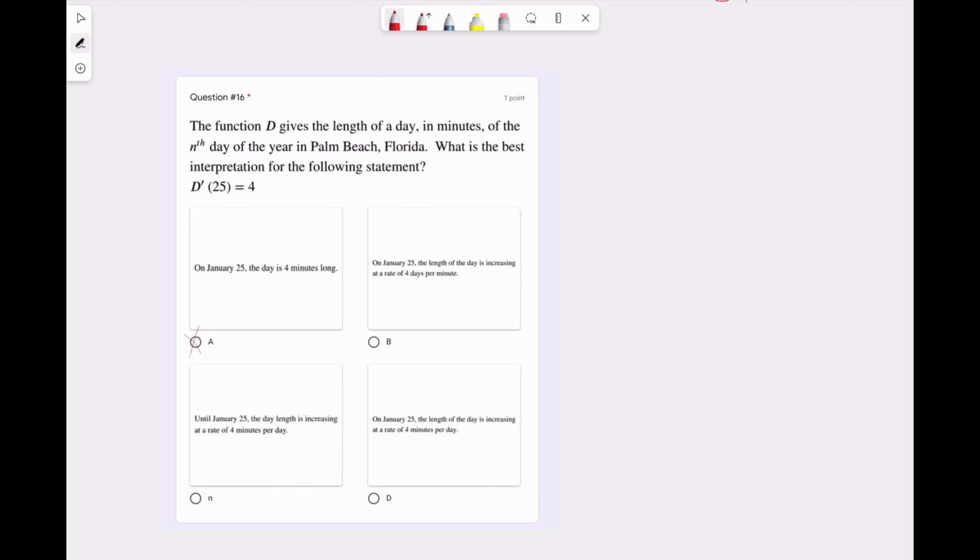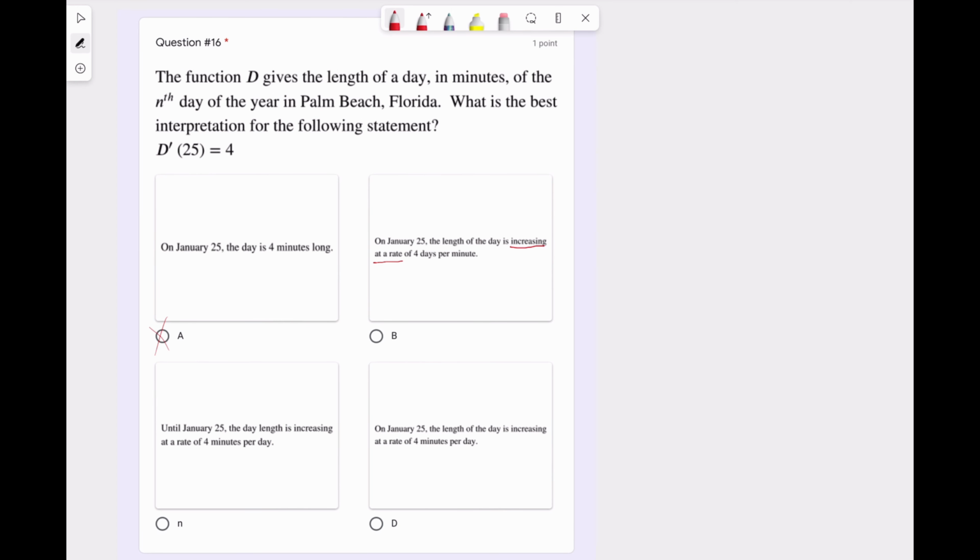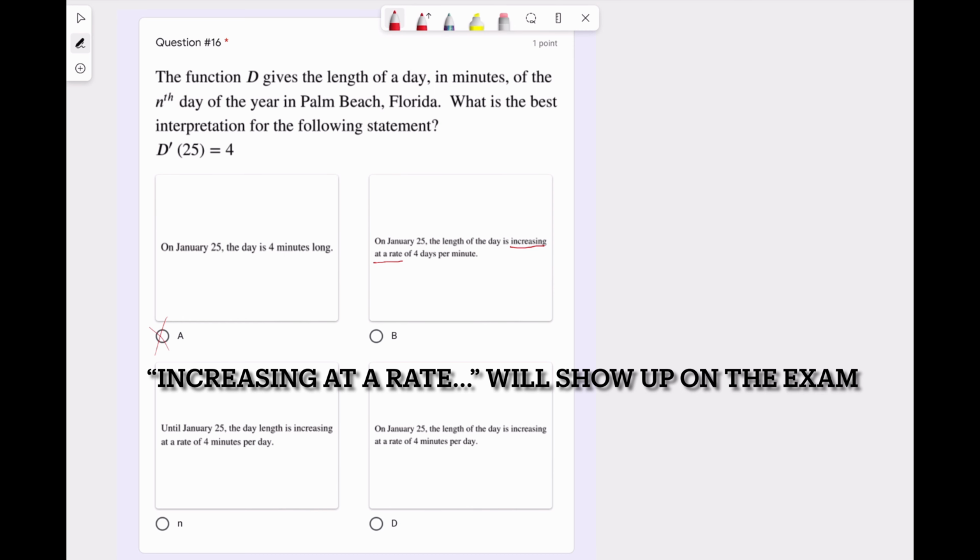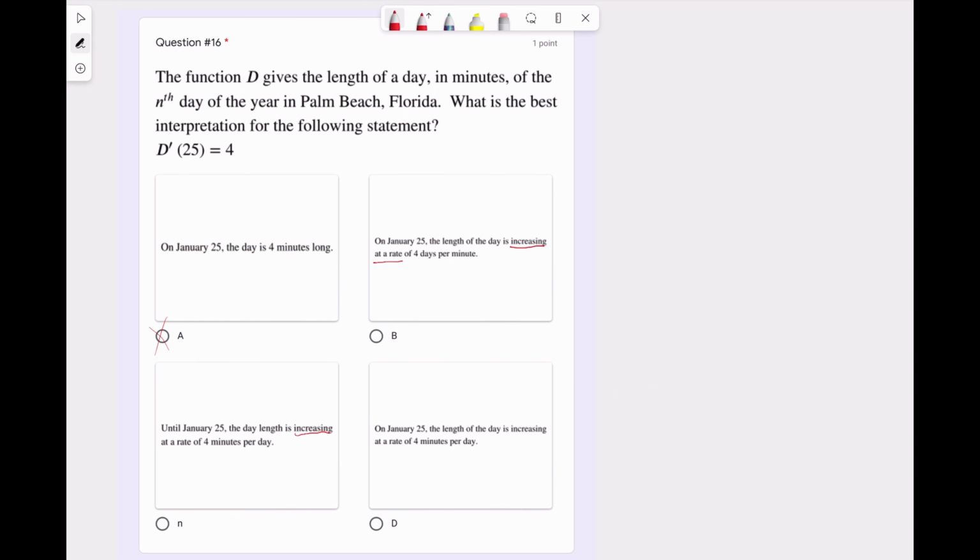So it's between B, C, and D. The most important thing is these words, right? Increasing at a rate, right? That's very important. So that will definitely help cross out some answer choices, such as A, increasing at a rate.